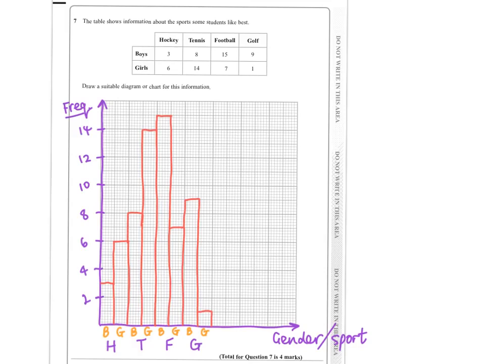So it's like a bar chart, but it's a comparative bar chart, and I'll write that word down for you: comparative bar chart, because then you can quickly see how boys and girls differ with hockey and tennis and so on. Okay, so I would probably use a ruler for this in the exam and maybe write these out a little bit more in full down the side. Okay, so that's question 7.